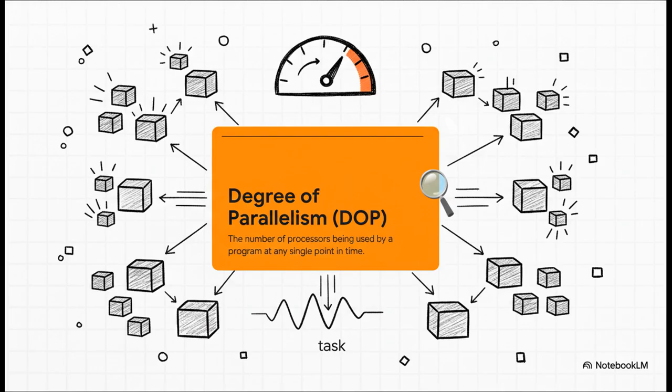Okay, so the first tool in our kit is this concept called the degree of parallelism, or DOP for short. You can think of it like taking a snapshot of your CPU at any given millisecond and just counting how many cores are actually busy working. And that number, it's almost never the same from one moment to the next.